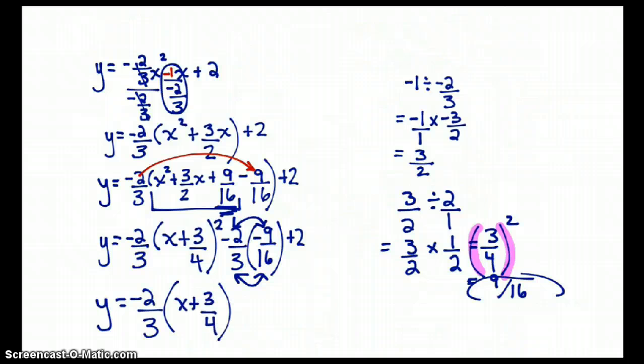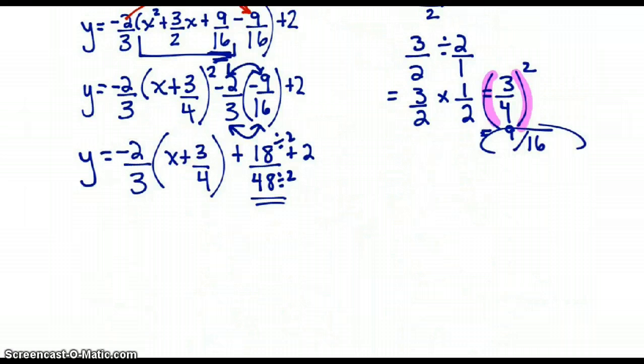And negative 2 times negative 9 is positive 18, and 3 times 16 is 48. Now we're going to add this by 2. Now as you notice, this fraction can be reduced. They're both even, so what we're going to try to do is reduce that fraction. And I know that they both divide by 2, so we're going to go ahead and do that work.